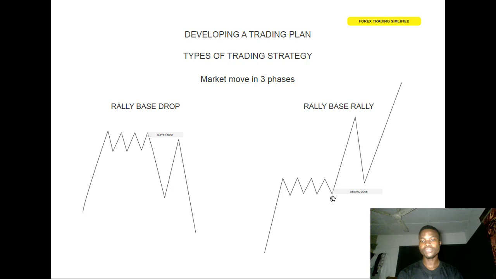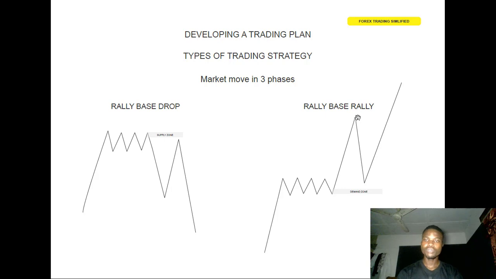At some point you can see that the sellers didn't push the price down. The reason is that the buyers are in control of this market, and they pushed the price up. They broke through this consolidation area here. When you see a trade like this, you have to wait, because you can see that the buyers were buying up and up.